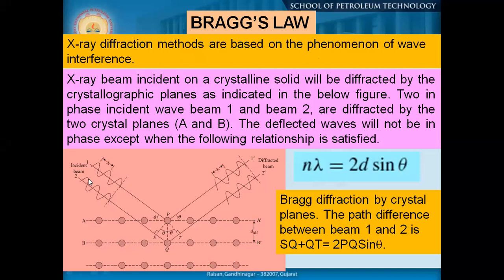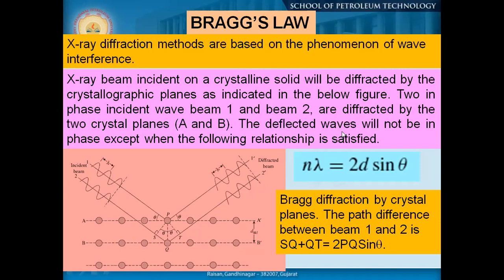If you see the incident beams 1 and 2 coming from here, these are the planes. Planes mean crystal planes, an atomic arrangement in a planar fashion. Once the incident beam falls on it, it will interact with the atoms and diffract in this direction. So when you have this X-ray beam incident, 1 and 2 are diffracted by the two crystal planes A and B.